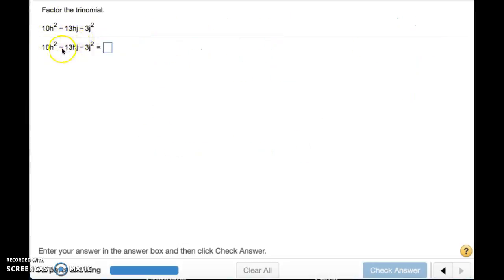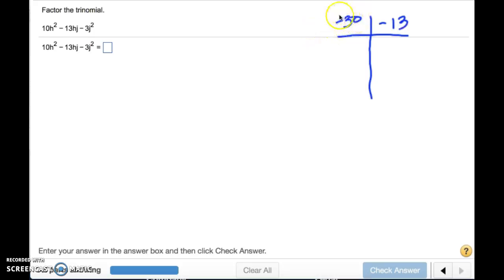All right, for this final example, we're going to go through the same process. 10 and 3 and 13 don't have anything in common as far as numbers. This has H, this has J, this one has both, so there's nothing that they all have in common. So 3 terms means T-chart. So I need factors of A times C, so 10 times negative 3, which is negative 30, that are going to add up to give me negative 13.